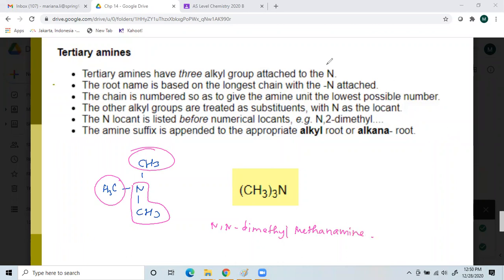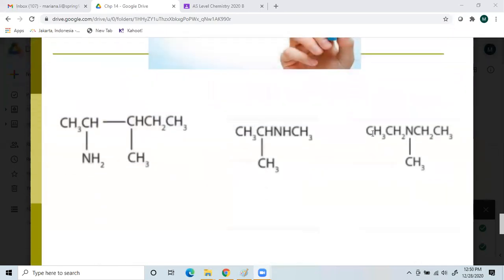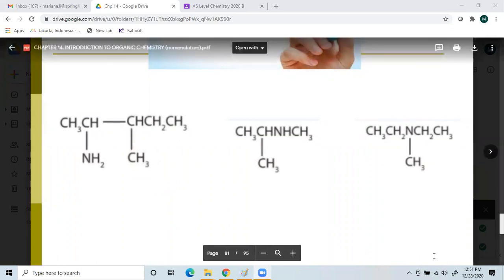Okay, let's see another example. How about this? N,N-dimethyl ethanamine. Yeah. Okay, so like that, amine. Okay, now let's try to solve these problems. Please give the name.